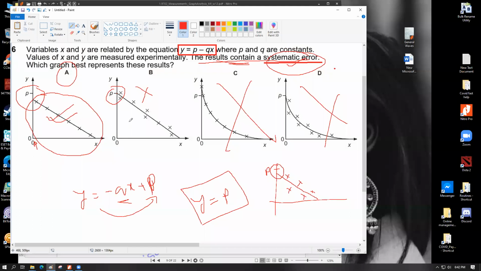If you are supposed to have a systematic error, then you should not get the exact value that you are supposed to get. All of your values should be deviating to one side. For example, in this case, the line should have been located something like this. A line like this would have been a good line. But because of systematic error, all the values dropped down by a little value, all of them equally. Hence, the graph is not giving you the exact intercept of p when x equals 0. You are getting something else than p, representing a systematic error.